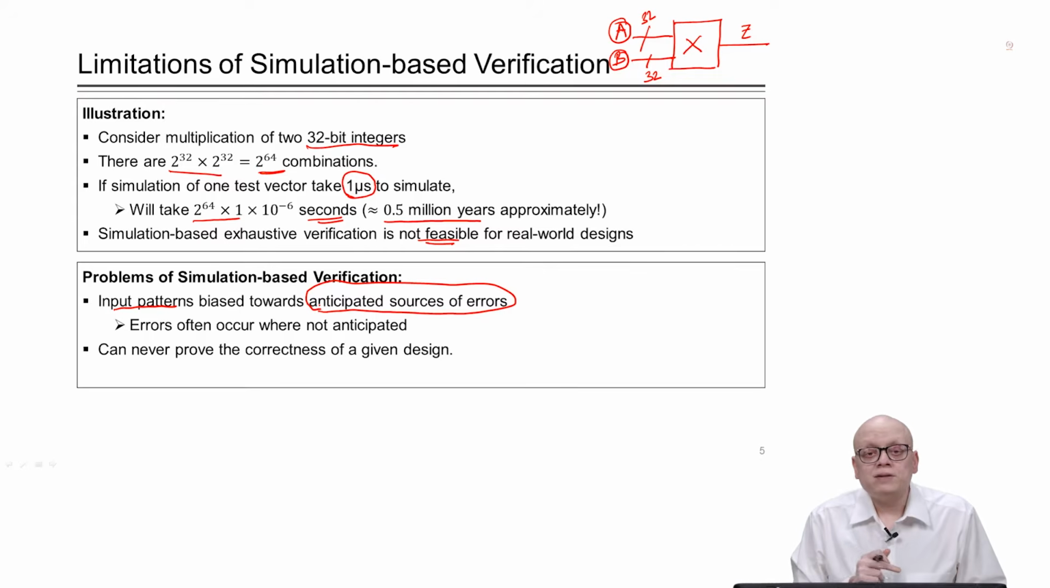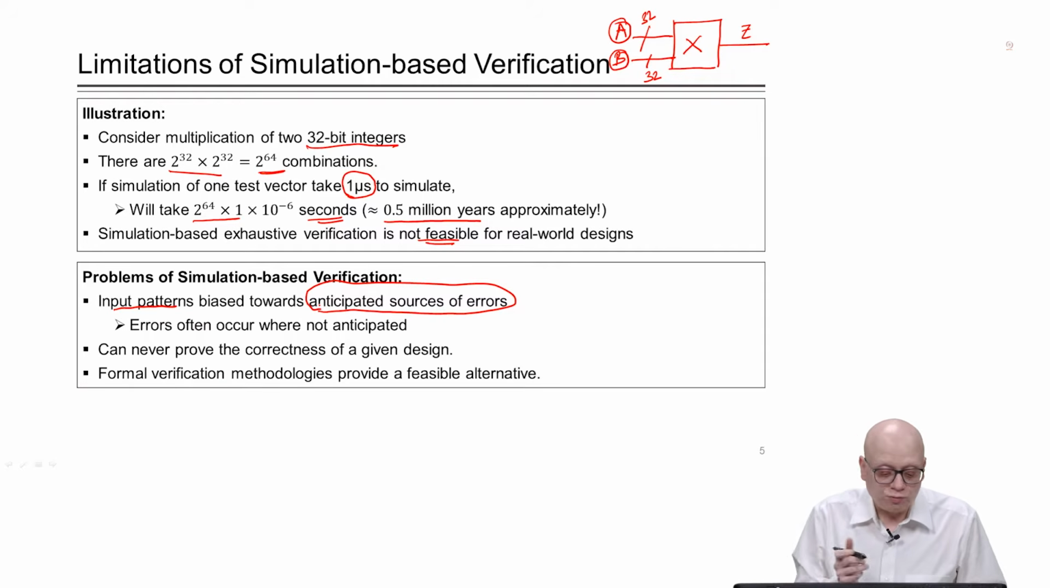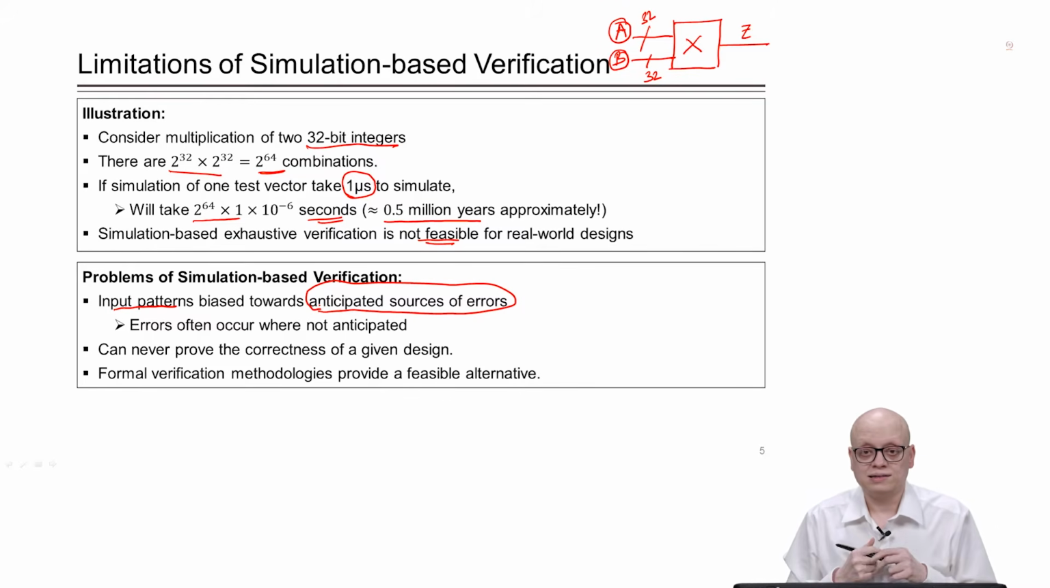So, simulation based verification can never prove the correctness of a design, and therefore formal verification methodologies, which we will see today, provide a feasible alternative. Simulation based techniques cannot exhaustively test our design. As an alternative, we can use formal verification methodologies. How we can use them, we will see in subsequent lectures.